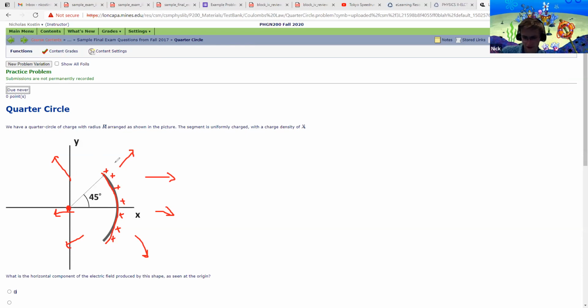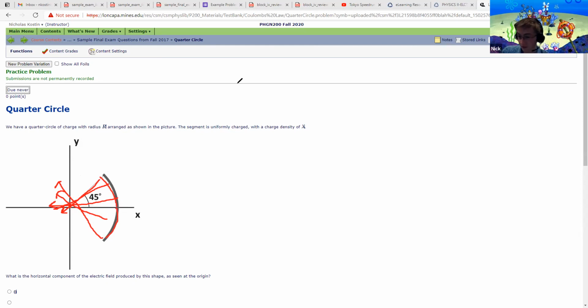Even before doing any math, by virtue of the fact that the quarter circle is uniformly charged, I have an equal amount of charge above the x-axis as I do below the x-axis. All the charge coming from the top probably won't cancel out in the x direction, so I'm probably going to get some x component of my electric field. But right off the bat, since I have an equal amount above the x-axis as below, I'm probably not going to have a vertical component of my electric field.